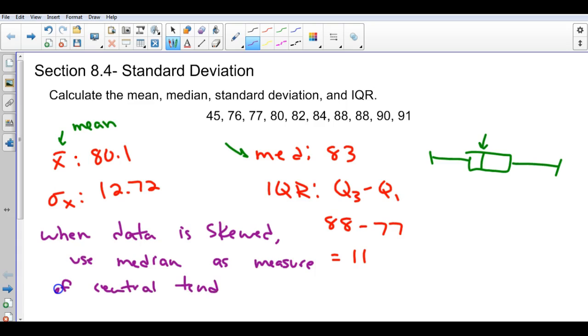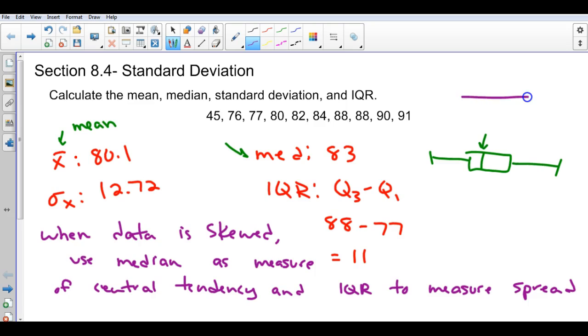This is really ugly writing, but IQR to measure spread. So the IQR is going to measure the spread if we're using the median as our measure of central tendency. If the data is skewed, like I said, we're using this median, we're using IQR.